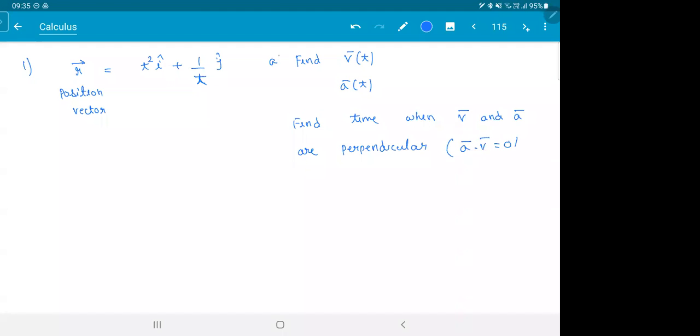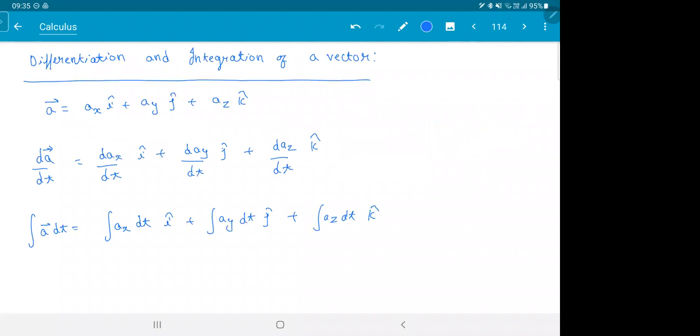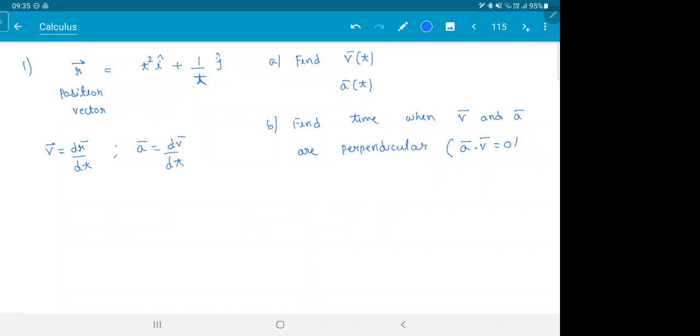Chalo, get these two. Position vector r bar is given. I hope you remember what is velocity vector, dr by dt. What is acceleration vector, dv by dt. So now you have to differentiate vectors. How do you differentiate a vector? Differentiate I cap separately, j cap separately, k cap separately, and just put them back. Give it a try. I'll give it 2-3 minutes.